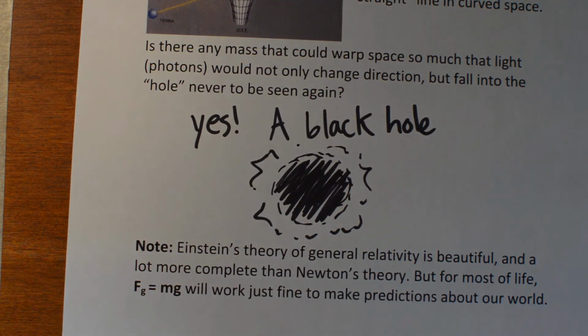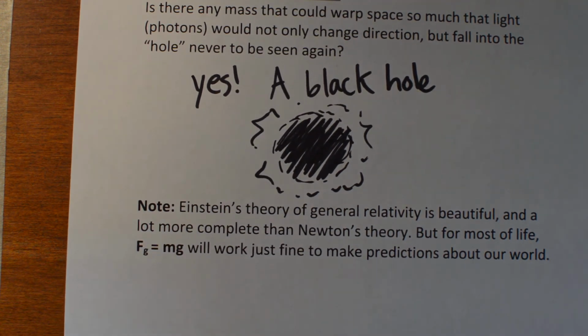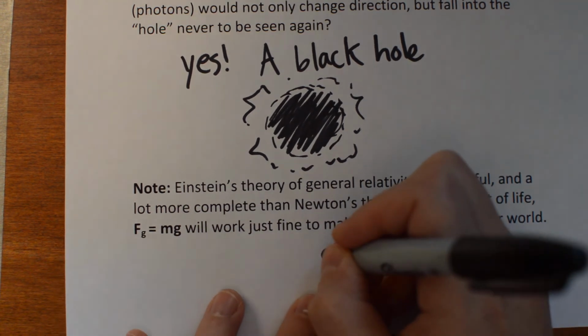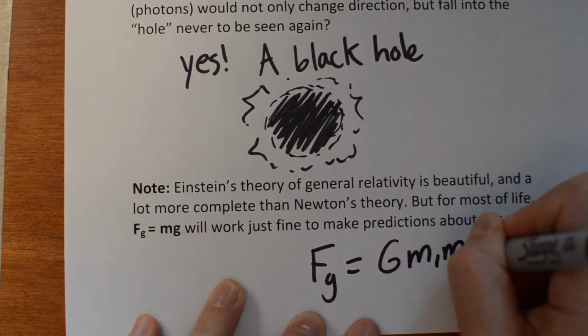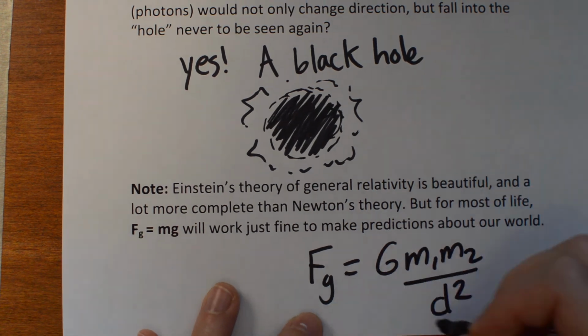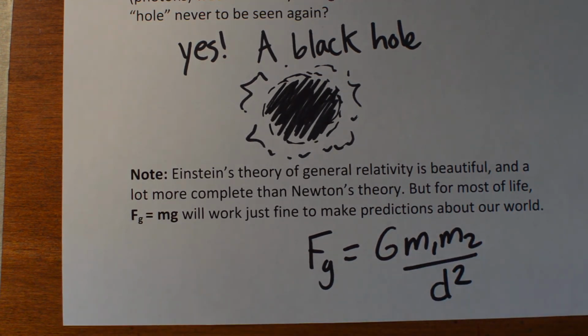All right, so that's a very, very brief or very rough introduction to Einstein's theory of general relativity. It's a lot richer than that. That was a pretty brief overview. It's a really beautiful theory, and it's a lot more complete than Newton's theory. But the reality is, for most of our life, we don't need to go that far. So for most of your life, you can use Fg is G m1 m2 over d squared. That's if you're dealing with anything in space or gravitational attractions between any object other than your object and the Earth, and you're sitting on the center of the Earth.